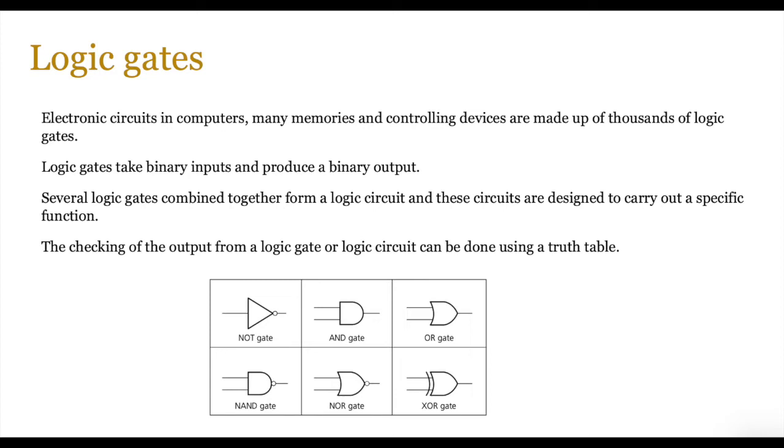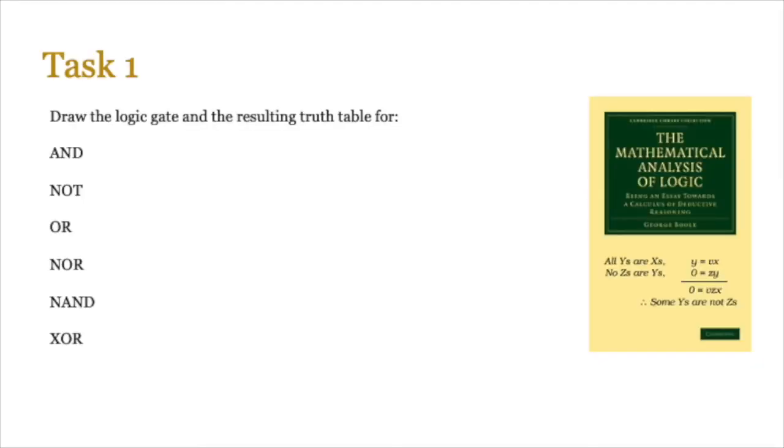Now at IGCSE level, you should be familiar with the following logic gates: NOT, AND, OR, NAND, NOR, and exclusive OR. The symbols are on screen, so do pause the video and just get yourself familiar with these. Now, chances are that you already know about these logic gates, so a task for you would be to draw the logic gate symbol, hopefully by not rewinding the video and having a look, but just from memory. And maybe you might also want to try drawing out the resulting truth table for each one.